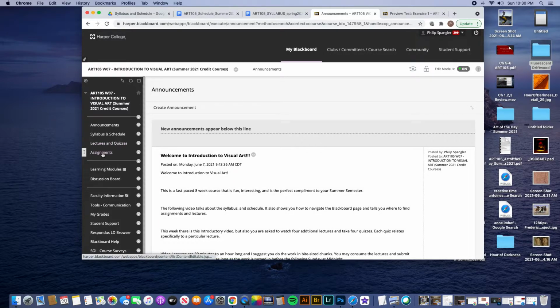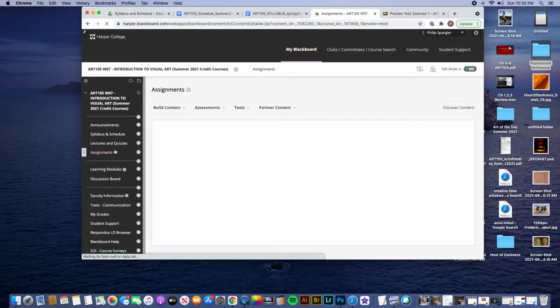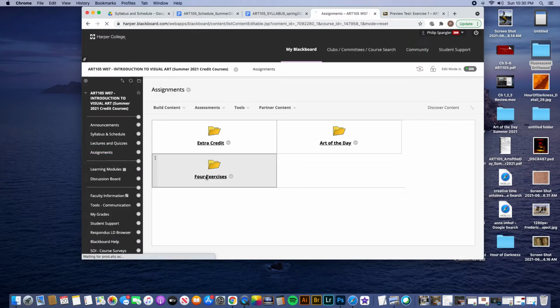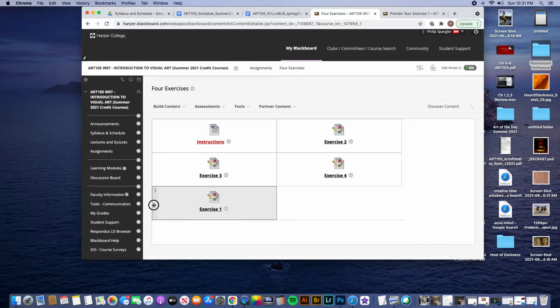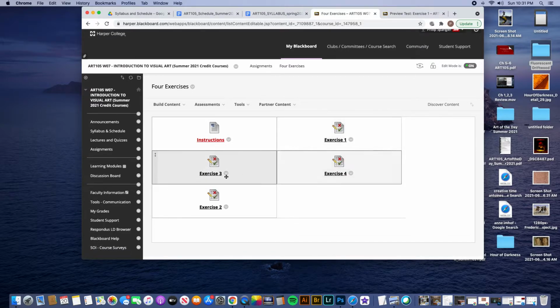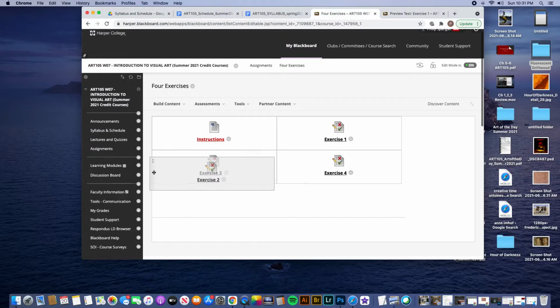Now, in the assignments section, we have the 4 exercises folder, and I've got the instructions. All this is doing is reiterating exactly what I'm telling you right now, but we have exercise 1, exercise 2, exercise 3, and exercise 4. So be sure to do all of them again by the end of this week.